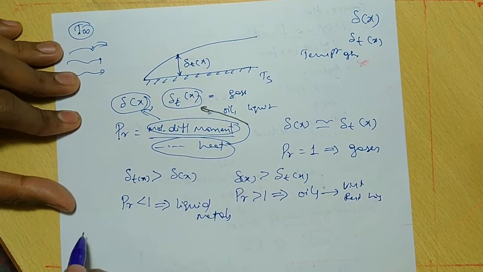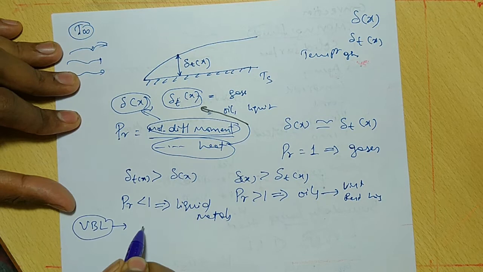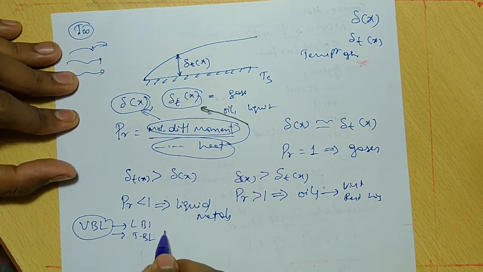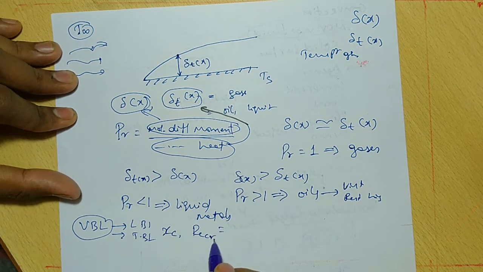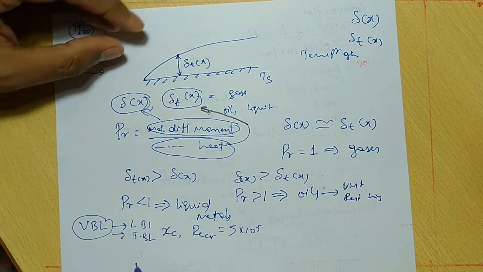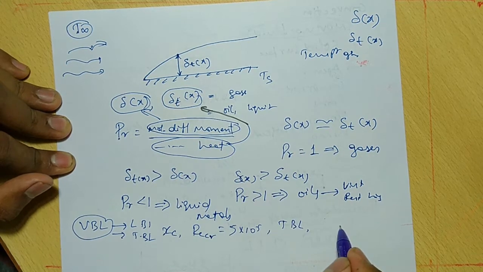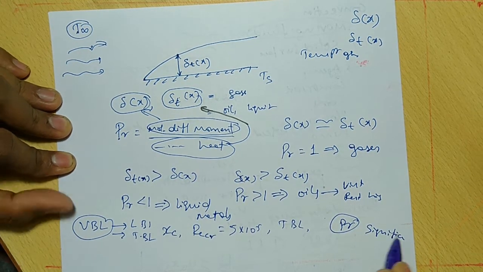Just now we discussed what is meant by the velocity boundary layer. In that we discussed the laminar boundary layer, the turbulent boundary layer, and the very important parameters, critical length and critical Reynolds number. For most of the cases we'll take 5 into 10 to the power of 5. After that we discussed the thermal boundary layer, and finally the Prandtl number and the significance of the Prandtl number.